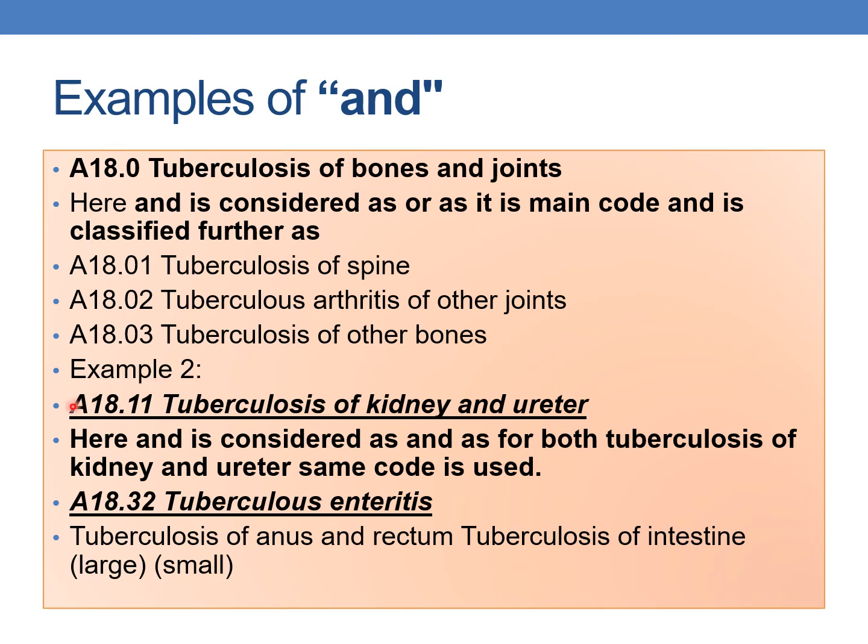The second example is A18.11, tuberculosis of kidney and ureter. Here "and" is considered as "and". That is, this code is applicable for both tuberculosis of kidney as well as ureter. Next is A18.32, tuberculous enteritis. This includes tuberculosis of anus and rectum, even tuberculosis of intestine. Here also "and" is considered as "and".